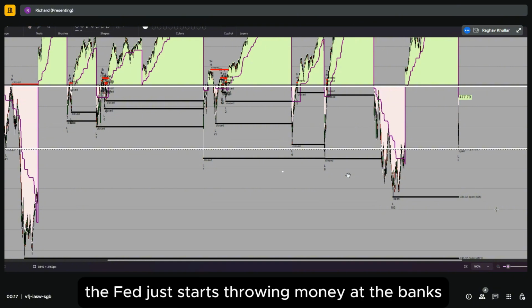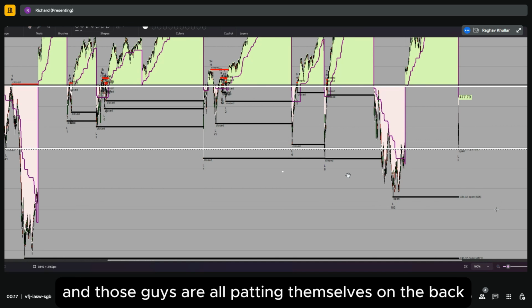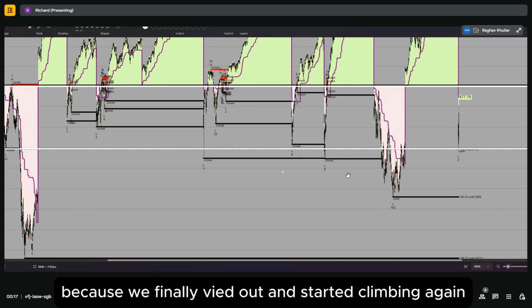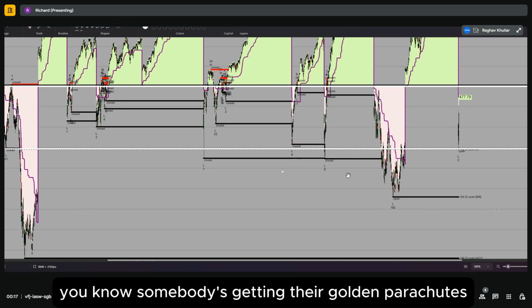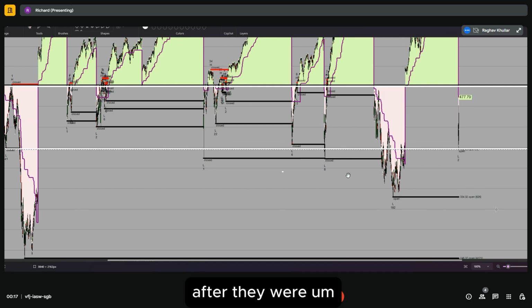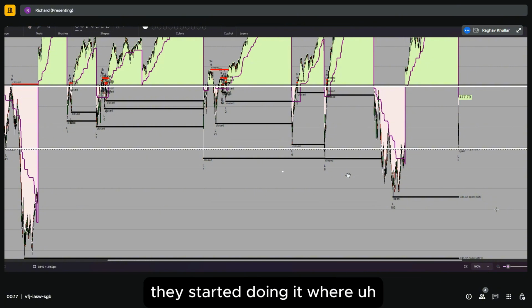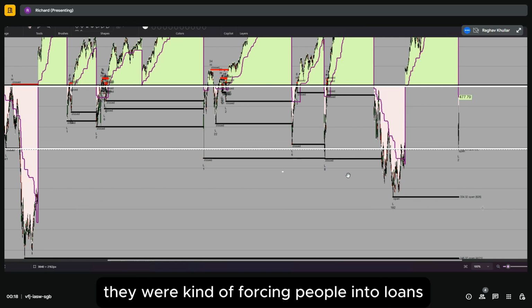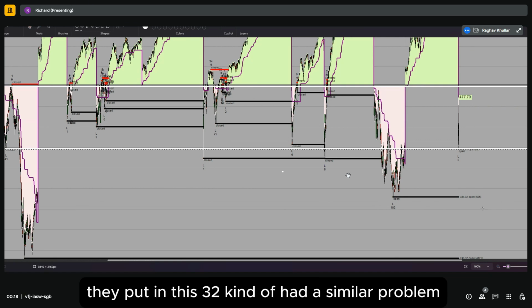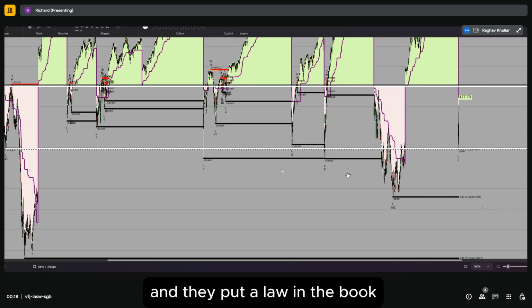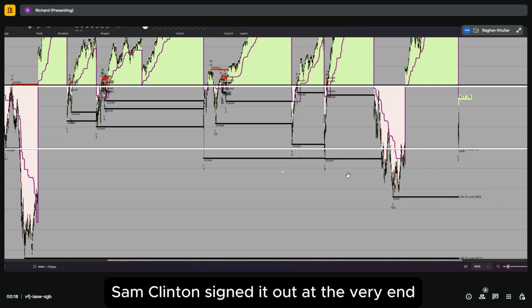And so the Fed just starts throwing money at the banks, and those guys are all patting themselves on the back saying, oh, we did a great job. We're going to give ourselves bonuses because we finally V'd out and started climbing again. So everybody's getting their golden parachutes after they were giving out all these loans. And part of it was the Obama administration; they started kind of forcing people into loans. And back in '32, there was a similar problem. The credit markets caused the collapse on Wall Street, and they put a law on the books, and Clinton signed it out at the very end.